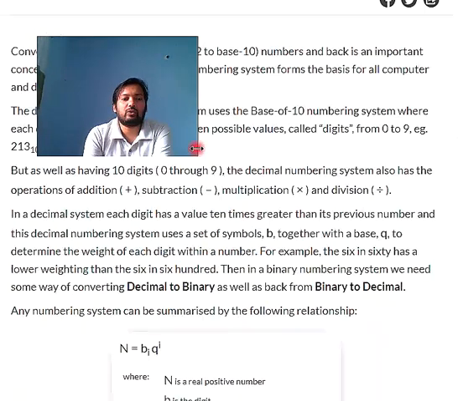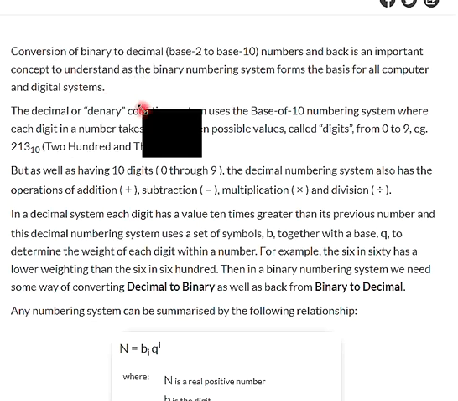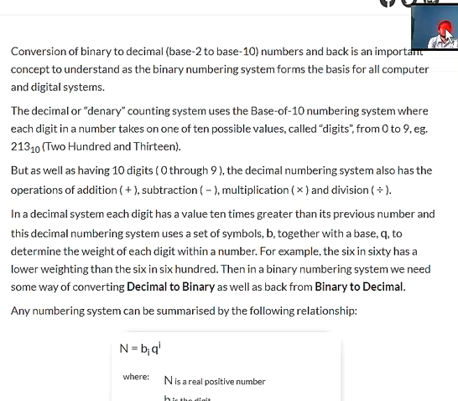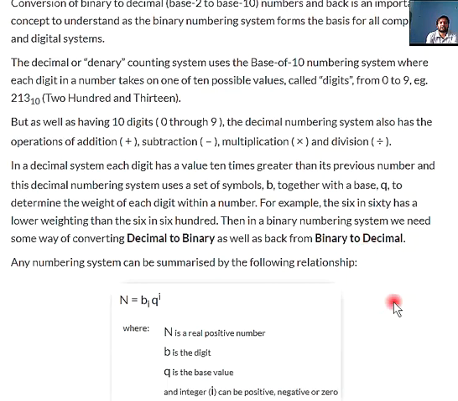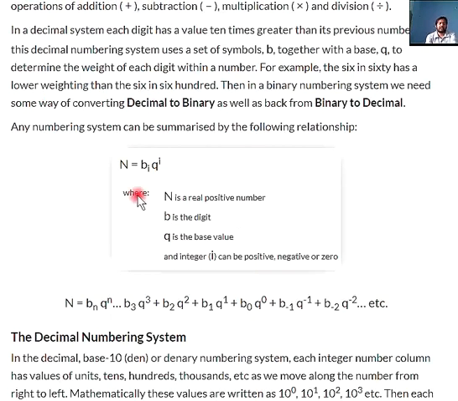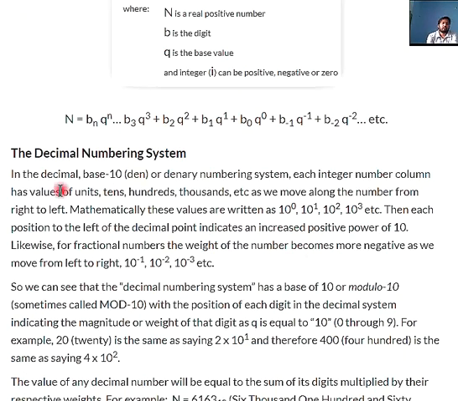Now listen here. We are going to discuss how to change a binary number into a decimal number. See here, this summation formula is given. N is the real positive number, b is the digits, and q is the base value, and this symbol is there. Now we move to the decimal number system.